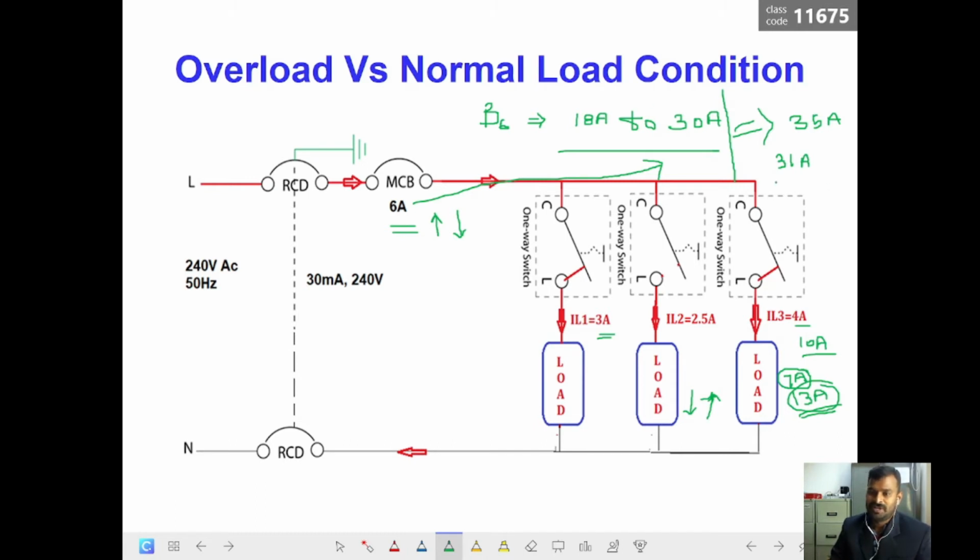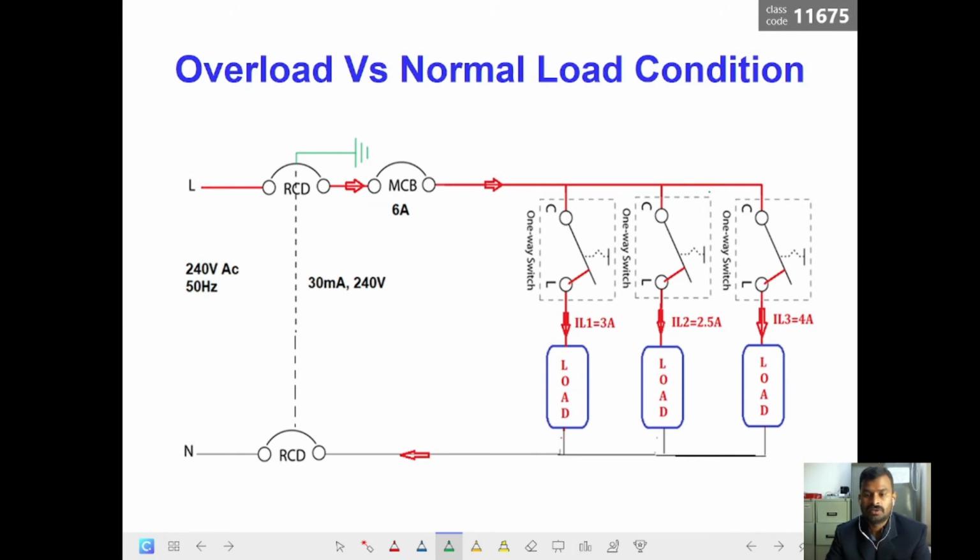So if it is 25 amperes, maybe it will take a little more time because it is in the overload condition. But if it is beyond this 31 amperes, it will be considered a short circuit, and the trip time will be very low. It will be under 0.1 milliseconds. So this is for the MCB.